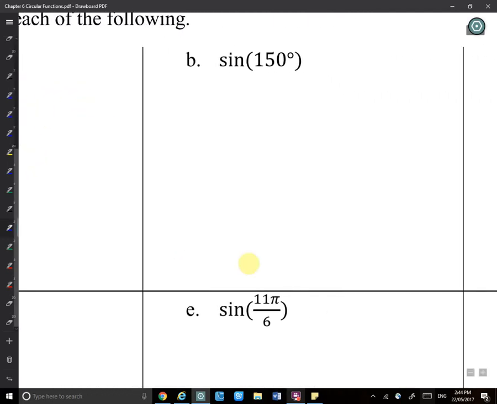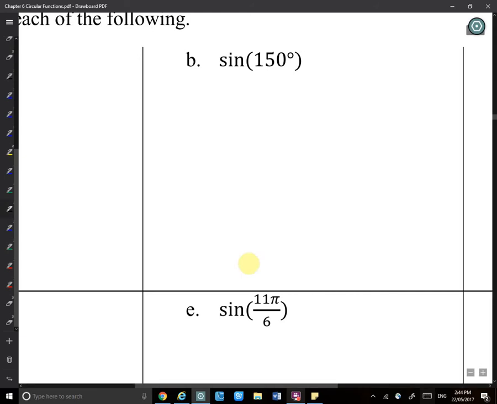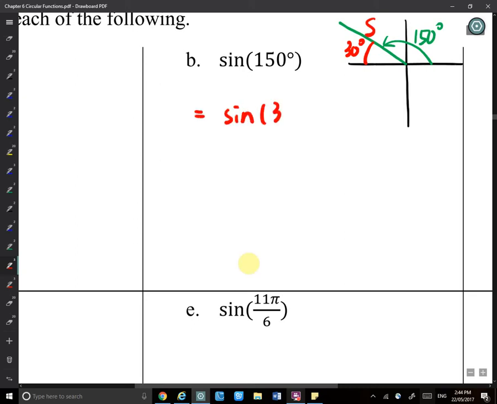Okay, sine 150 degrees. Sine 150 is an angle in the second quadrant, which is here. That angle is 150 degrees. You have a reference angle of 30 degrees made with the x-axis. This is the sine quadrant. So you will have sine 30 degrees, and that is a half.